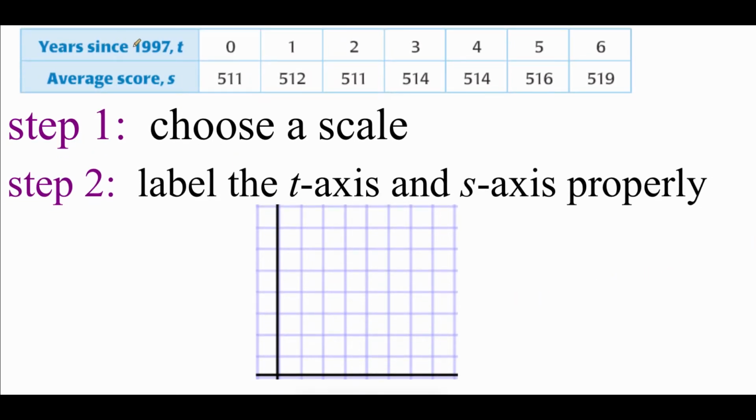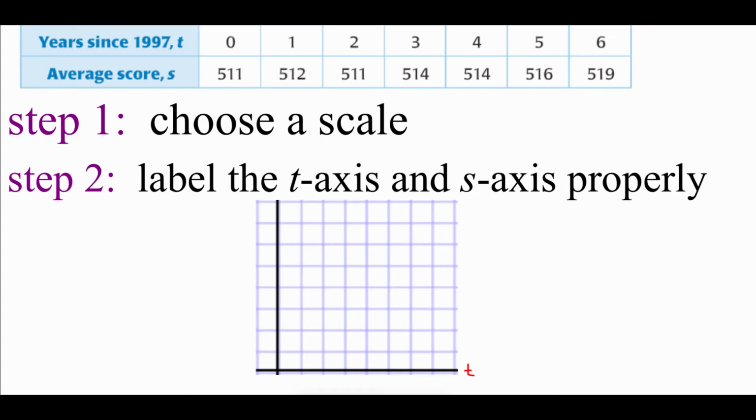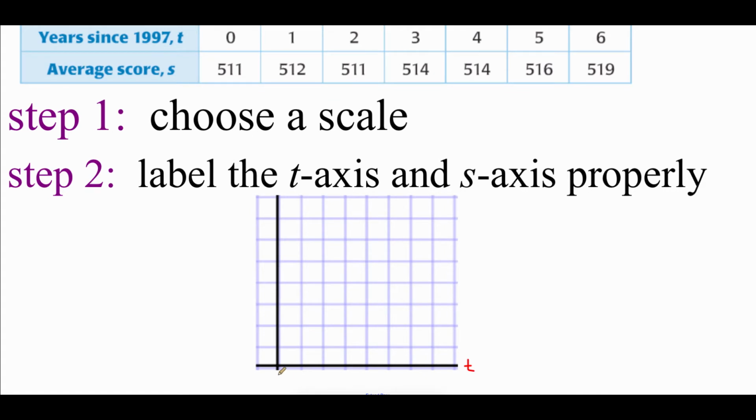So if we look at the t values first, that's going to be this horizontal axis because that's my independent variable. We're going from 0 up to 6. So I think using a scale of 1 there would be pretty appropriate. So I'm going to label that t-axis. So at 0, we're right here. Then we've got 1, 2, 3, 4, 5, and 6.